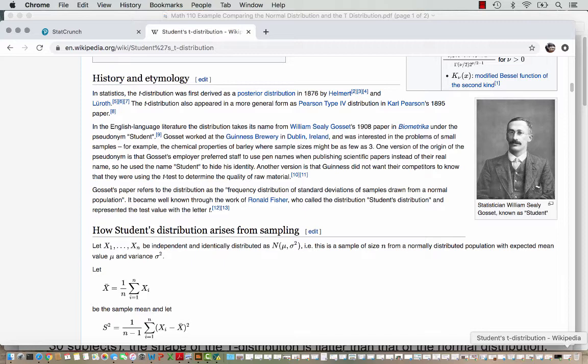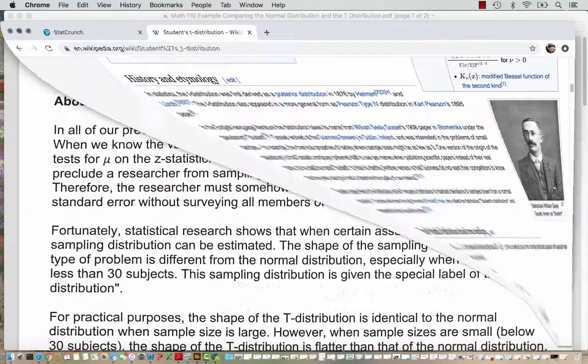So there are different stories of why he published under the pseudonym. One is that the Guinness factory preferred people to use pen names. One is that he did so that competing breweries wouldn't know that it was Guinness using the t-tests. So different theories as to why he published this paper under Student T, but that's how the t-distribution got its name.